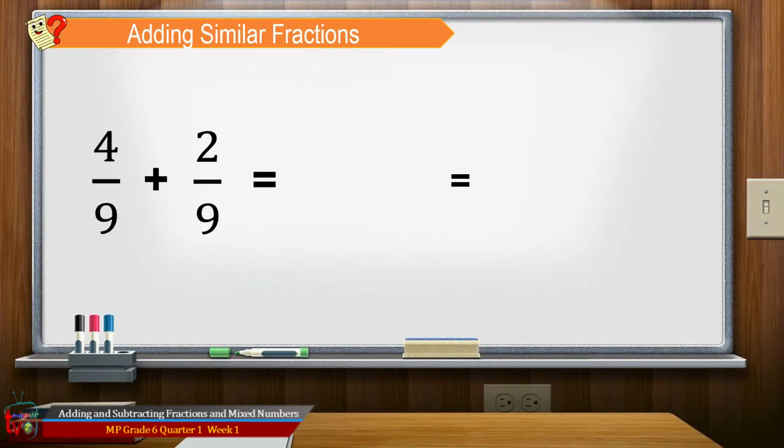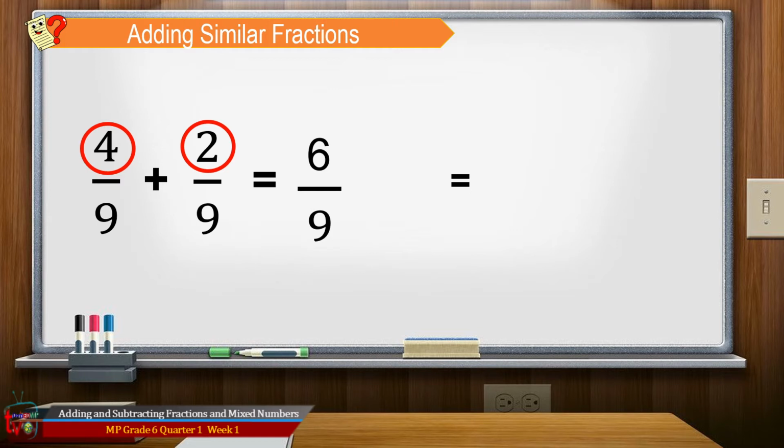Adding similar fractions. In adding similar fractions, all you have to do is to copy the denominator and add the numerators. In this example, we copy the denominator 9. Then we add 4 and 2, which is now equivalent to 6. Our answer then is 6/9.